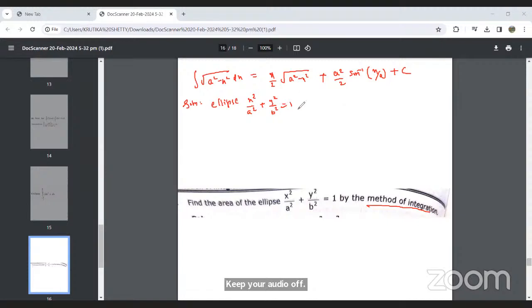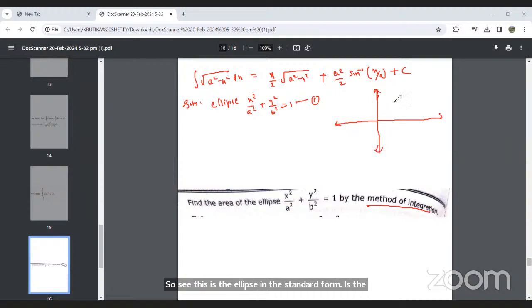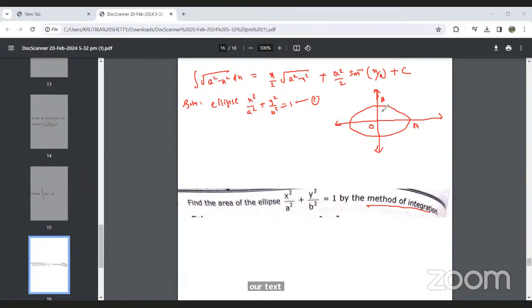Okay, so this is the equation we are considering as equation 1, and this is the ellipse in standard form. For this 5 mark question, you need to draw the figure. So this will be the ellipse, with origin, vertex A, and vertex B. We know the area of the ellipse is equally distributed in all 4 quadrants. So to solve this example, we are only calculating the area in the first quadrant.